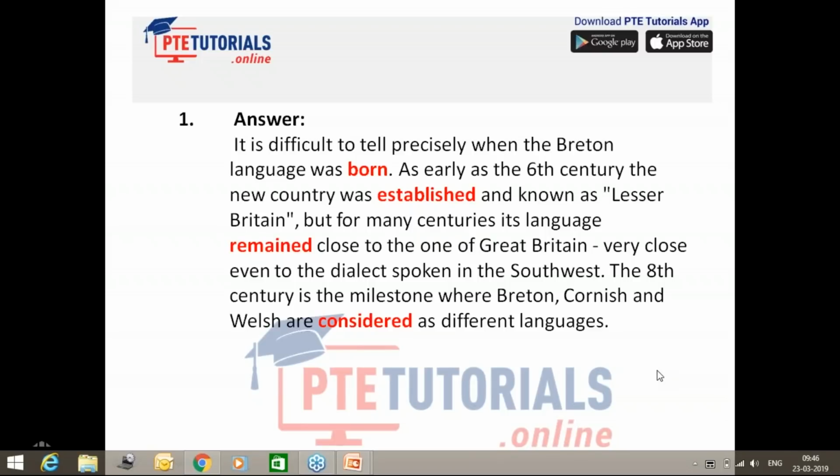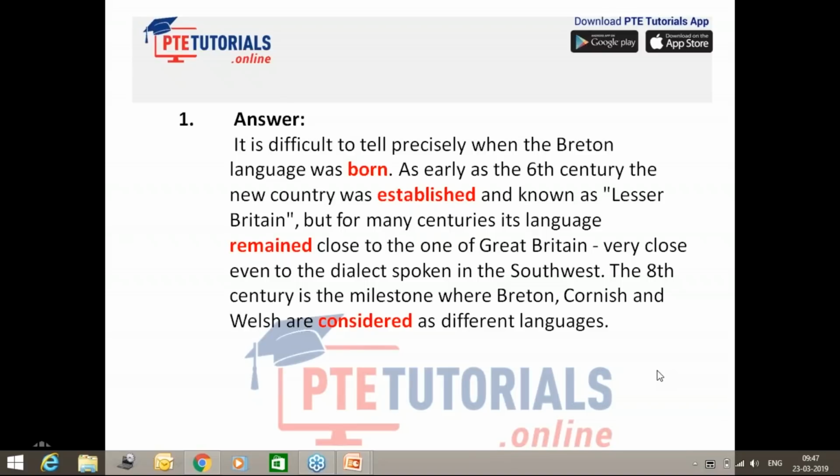We may get confused between these two blanks, whether I should put language was established, or it was born, or country was born, or country was established. There is only one clue present right now, that is as early as the 6th century. The 6th century is what? They have mentioned the date, the year actually, or the century. Whenever you have these kinds of things in your sentence, the date, year, century, then you always select established, depending upon the tense of that particular paragraph.